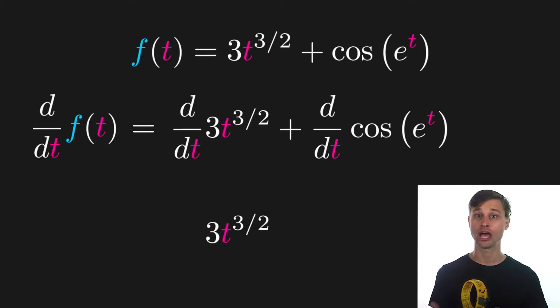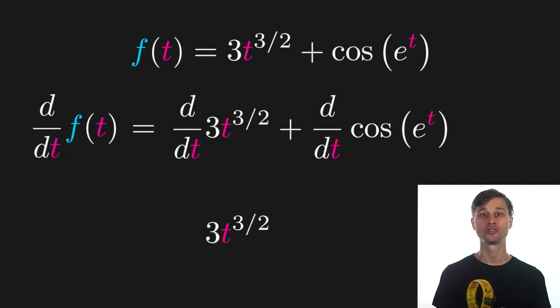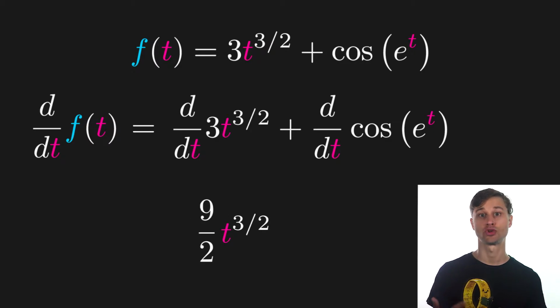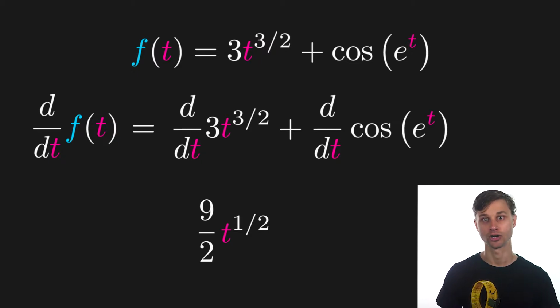Since this is a power function, I'm going to use the power rule. The power rule says I'm going to drop the exponent in front of the whole function and then subtract 1 from the exponent. This then becomes 9/2 times t to the 1/2 power. That is the derivative of that power function.